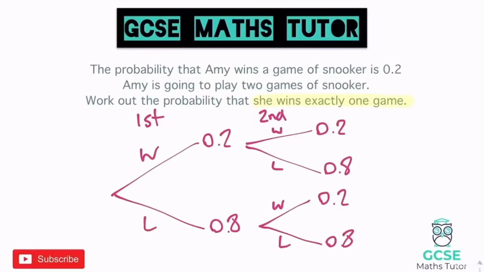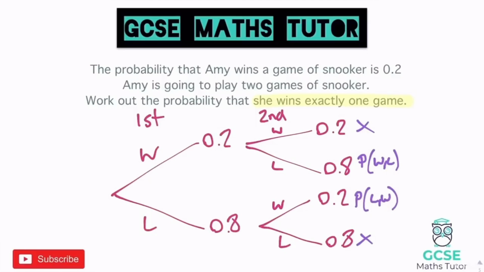Now the only way that she wins exactly 1 game is if she also loses a game. So this win-win up here is no good, and this lose-lose down here is no good. But here we've got the probability of a win and then a loss, and then here we've got the probability of a loss and then a win.